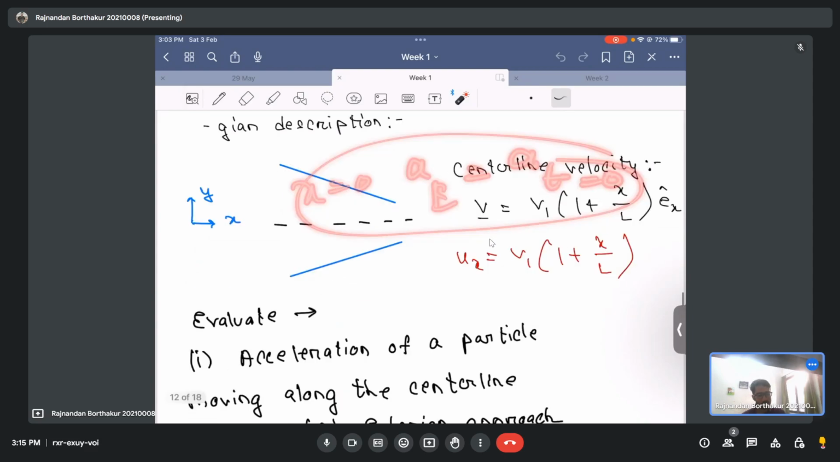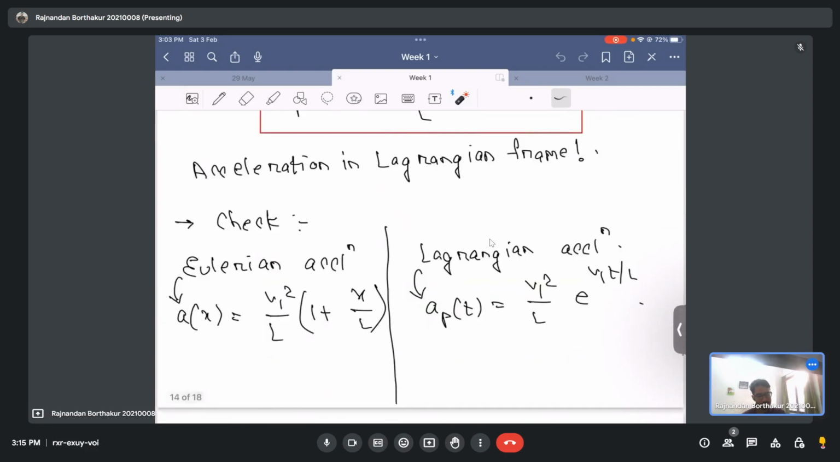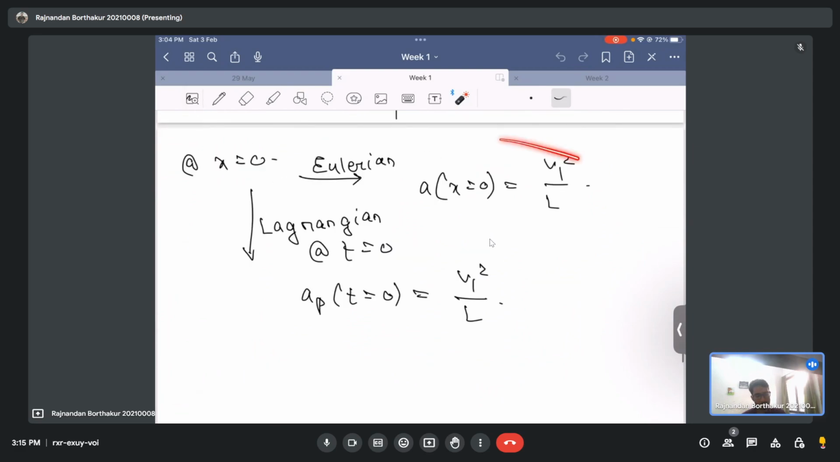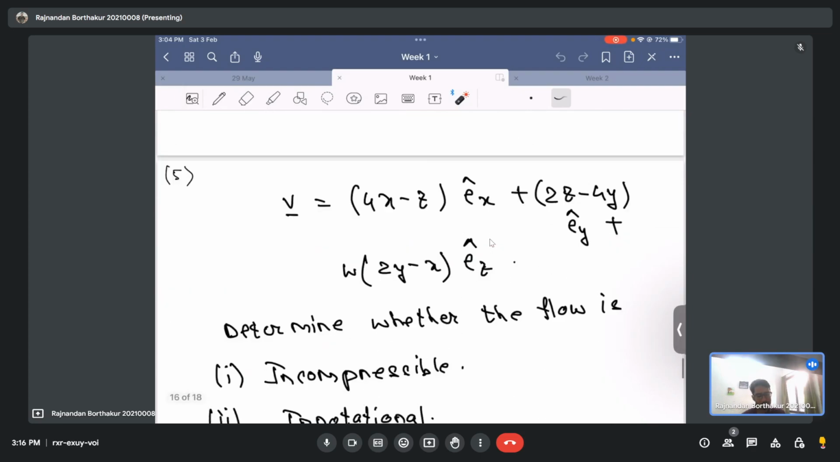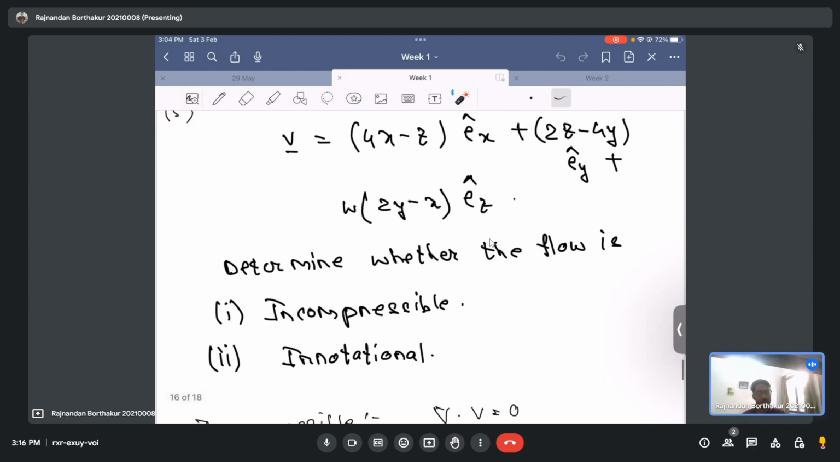This is something that we proved at the end of this exercise. The Eulerian acceleration at x equals 0 came out as v1 square by L, where v1 and L are just constants, and the Lagrangian approach gave us the same acceleration. Then we again looked back into the definitions of incompressible and irrotational flows, solved some problems associated with that, and finally ended the class with an MCQ. So this was what we did in the last week.